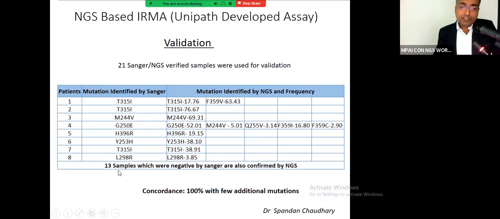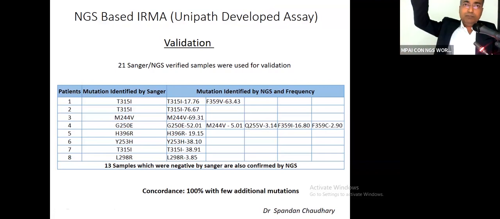Here we had 13 samples which were negative and the rest positive. You could see that whatever mutations were detected on Sanger were picked up by NGS, along with the variant allele fractions. Like T315I was present at a variant allele fraction of 17%, and another at 76%. In this particular case you had 4 clones at different variant allele fractions. Later, post treatment, we were able to detect only one clone, but there were other clones at 5%. These could be implicated in the therapy next time onwards. So it is important to be able to document by NGS or an additional method.